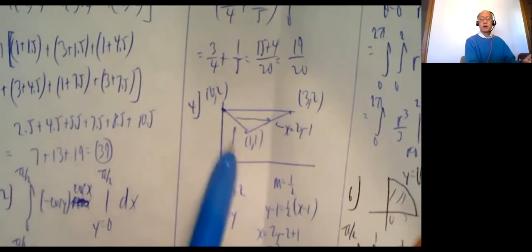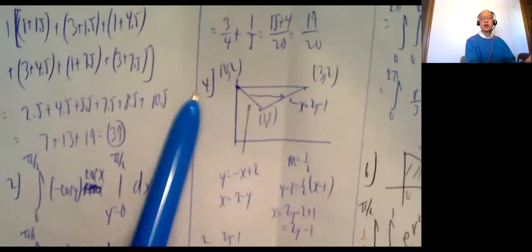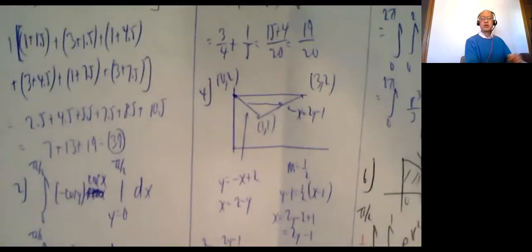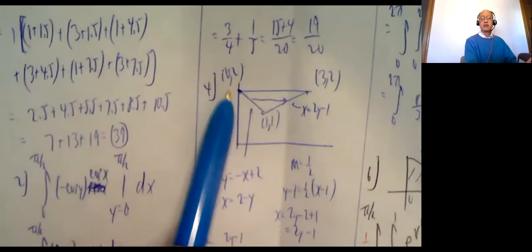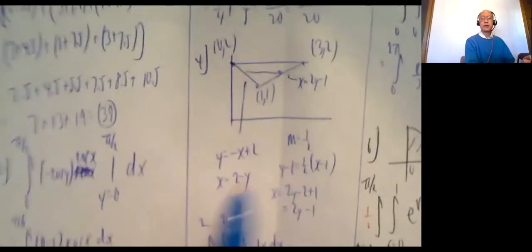Okay, number 4, the hardest part is to get the region. So (0, 2), (3, 2), and (1, 1). This is y equals negative x plus 2. Slope is negative 1, y-intercept is 2. But you want x as a function of y, so x equals 2 minus y.